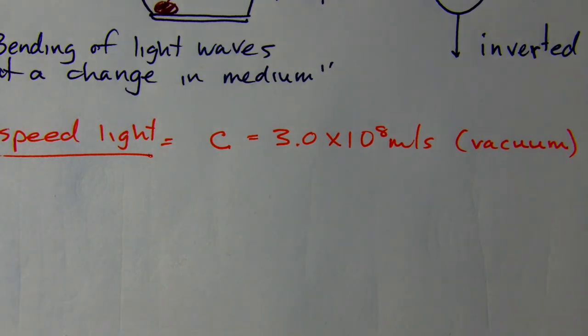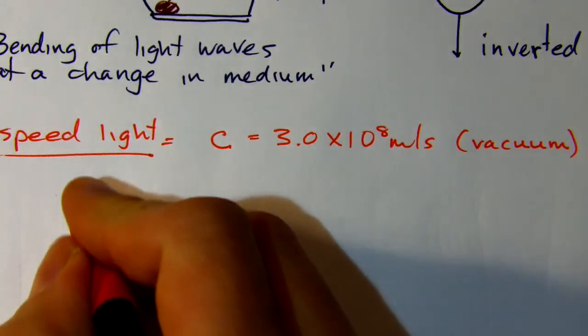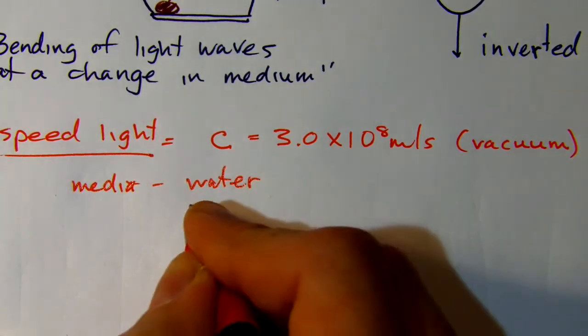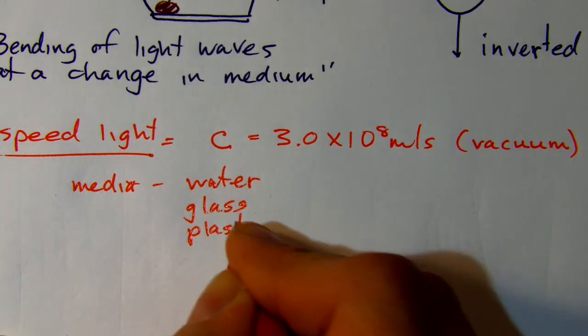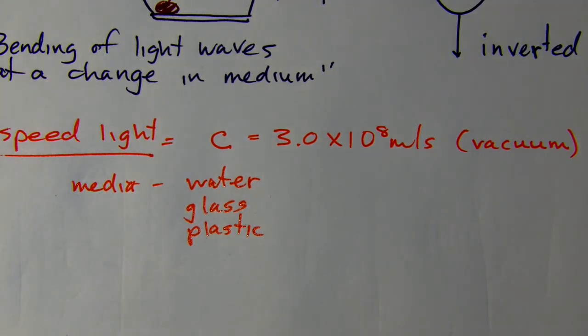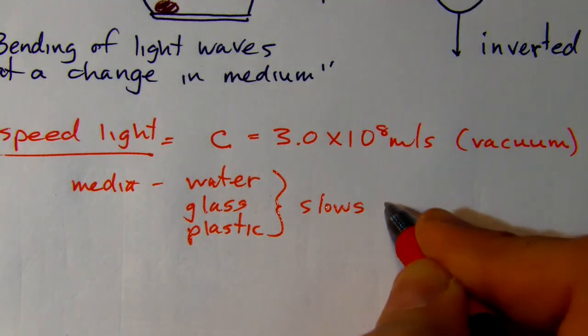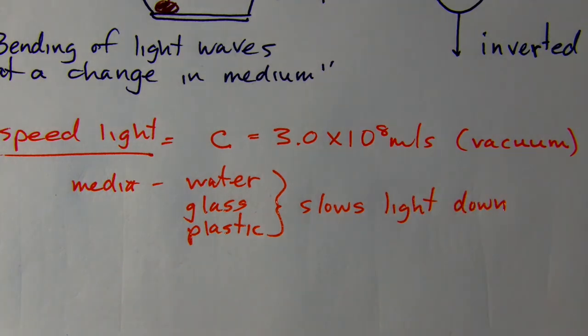3 times 10 to the 8th meters per second in a vacuum, but that's not the speed of light when it goes through water or goes through glass. So it's different, right? So here, the speed of light. Okay, but if we consider some of the media, for example, water, glass, plastic, they don't do that. They have a different speed of light. Actually, it slows down. Okay, it slows the light down.